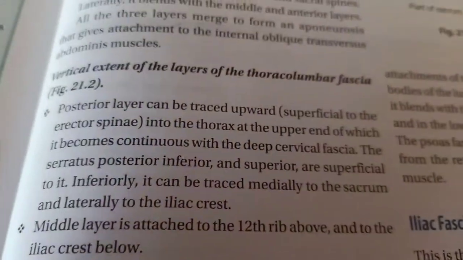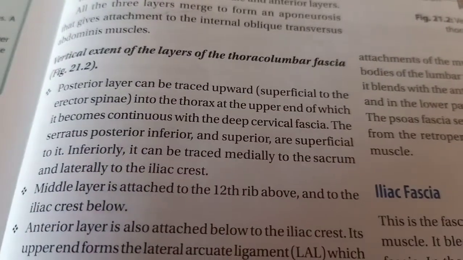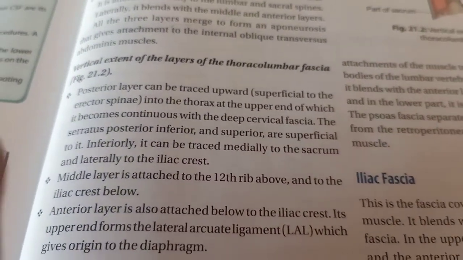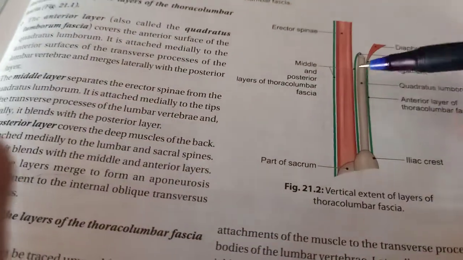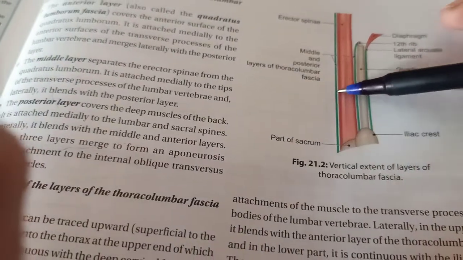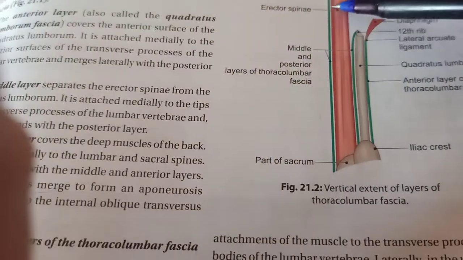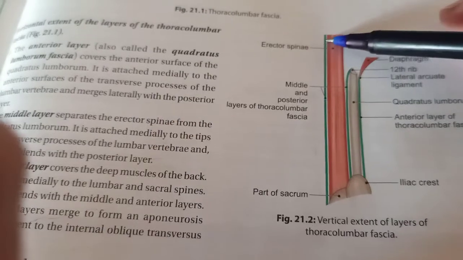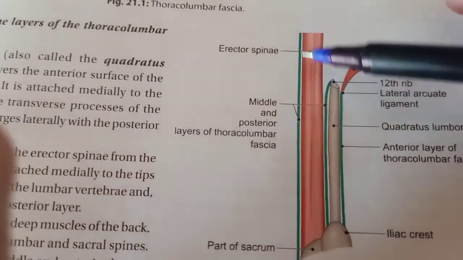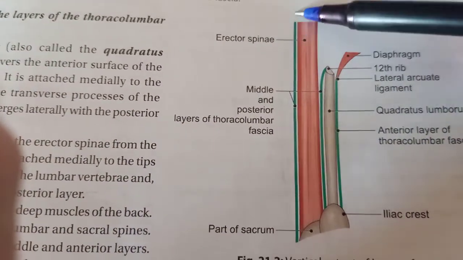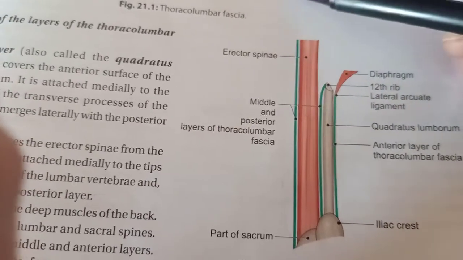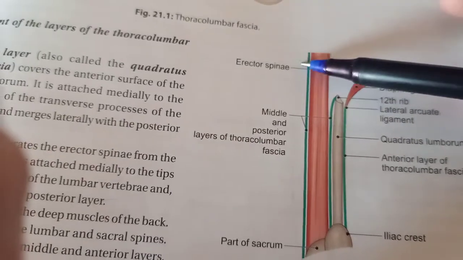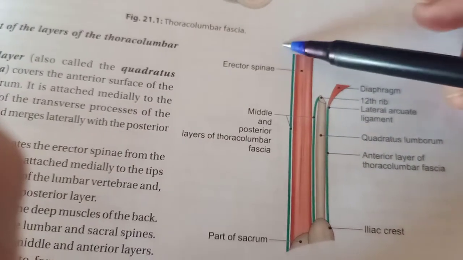Now I will read this. The posterior layer can be traced upwards into the thorax, at the upper end of which it becomes continuous with the deep cervical fascia. Now I am talking about the posterior layer. It extends above in the thorax and continues as the deep cervical fascia in the neck area.